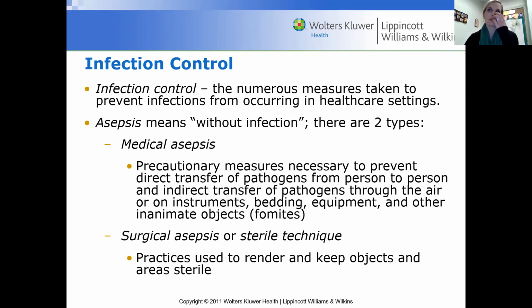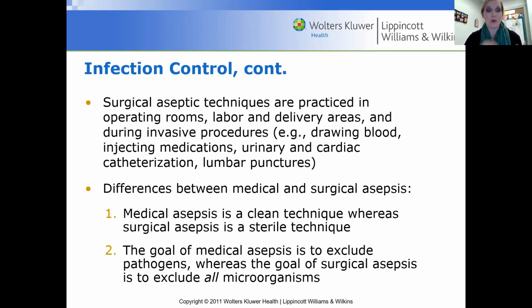So medical asepsis prevents the spread of pathogens, whereas surgical asepsis is a more sterile technique. This is going to make sure that we keep objects and areas completely sterile, which means free of any and all microorganisms, not just pathogens. Medical asepsis is going to make sure that we are ridding the area, whatever it is that we are cleaning, of any pathogens. Surgical means sterile, so all microorganisms, pathogens and non-pathogens. And I'll talk a little bit more about that.